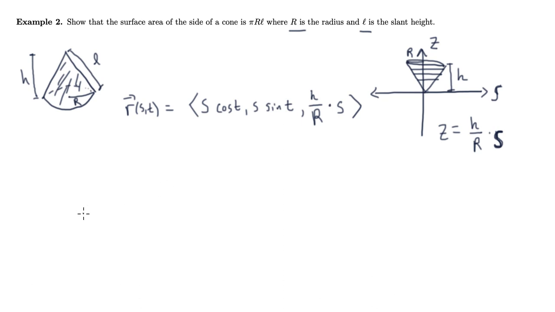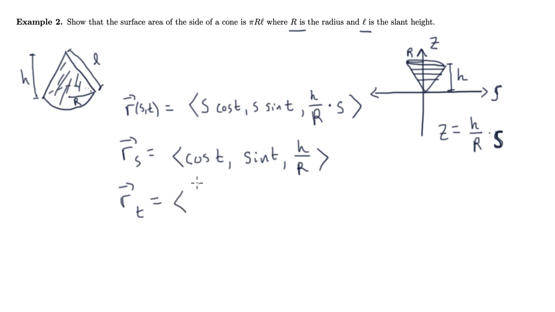All right, so now what do we do? The most important thing we need to do is find the magnitude of the cross product, if you recall the formula. So the partial with respect to s is just cosine t, sine t, and h over R. Okay? And then the partial with respect to t is minus s sine t, s cosine t, and 0.